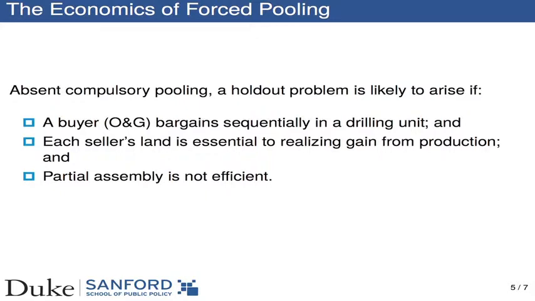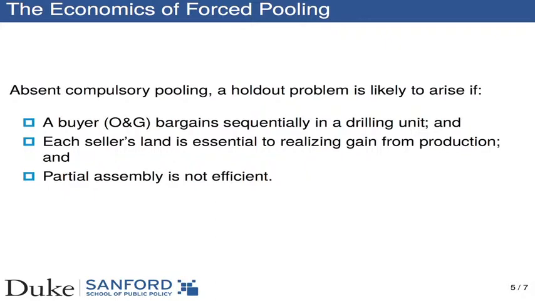So I want to think about them in a game theoretic context. That is, I want to model a strategic interaction between an oil and gas firm that I'll call the buyer and the landowners or mineral rights owners, who I call the sellers. Under a set of minimal assumptions, it's likely that this holdout problem will arise in the absence of compulsory pooling. To fix ideas, let's consider a buyer who bargains sequentially in the drilling unit with landowners.